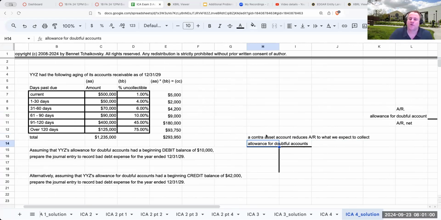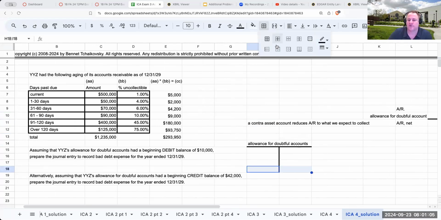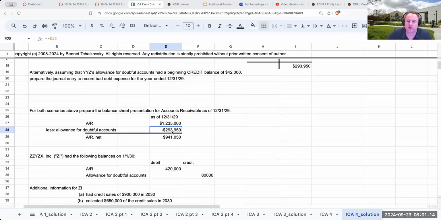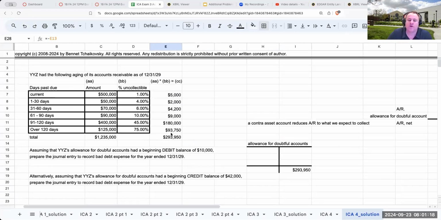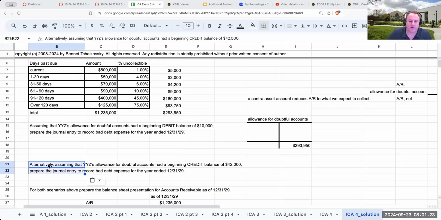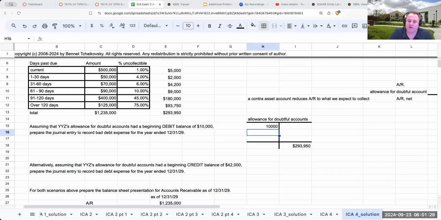The way I always want to do these problems is to figure out the ending balance in the allowance for doubtful accounts first. So this is going to have a credit balance. Why is it a credit? Because it's going to be reducing the amount of the asset on the balance sheet. So now that we have this, we can work through these scenarios. Now, assuming that my balance had a debit balance of 10,000, right?